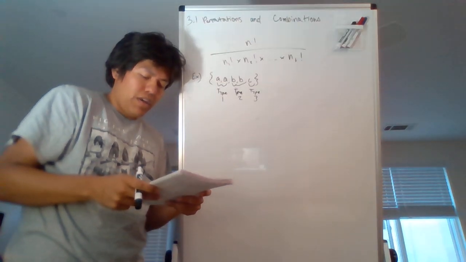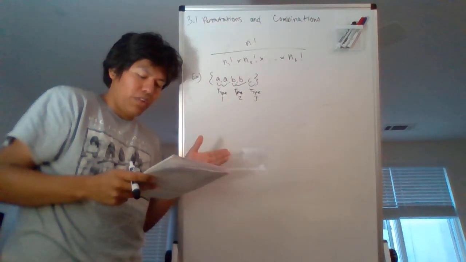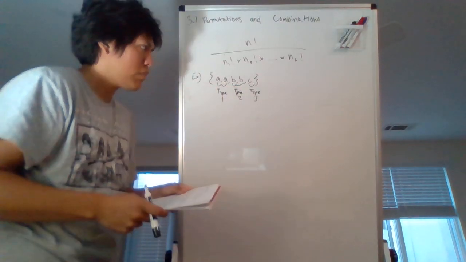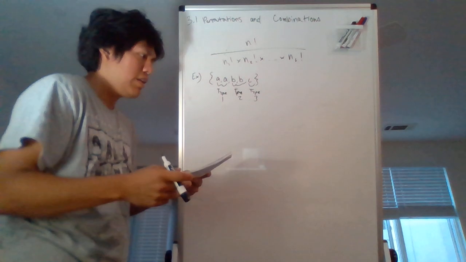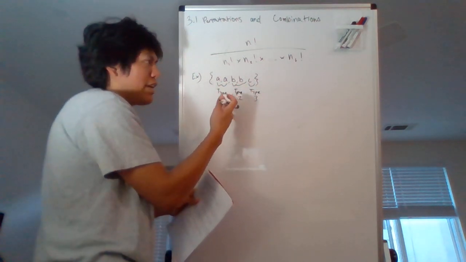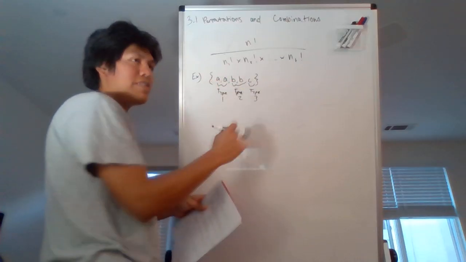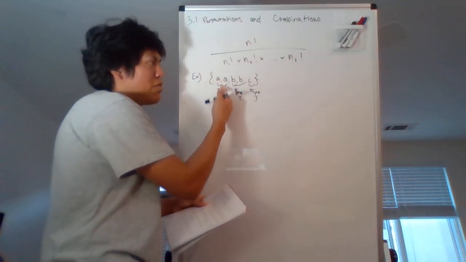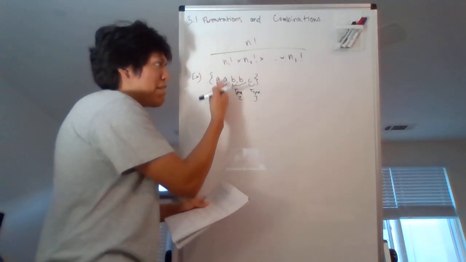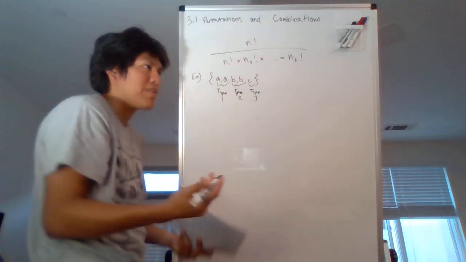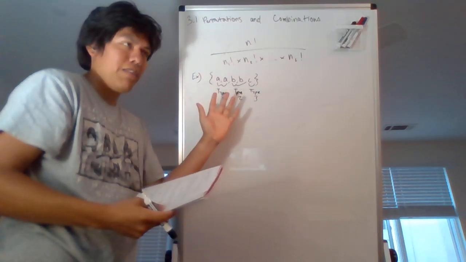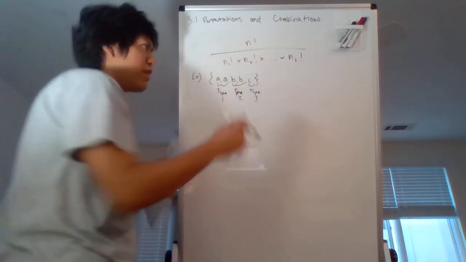Now, if we want to find the total number of ways to order these objects, in a different order, like A, B, B, C, that's one order, but we could also do A, B, C, B, that's a different order. A, B, C, that's a third order. If we just want to find every possible way to rearrange these 5 elements, then we would use this formula right here.